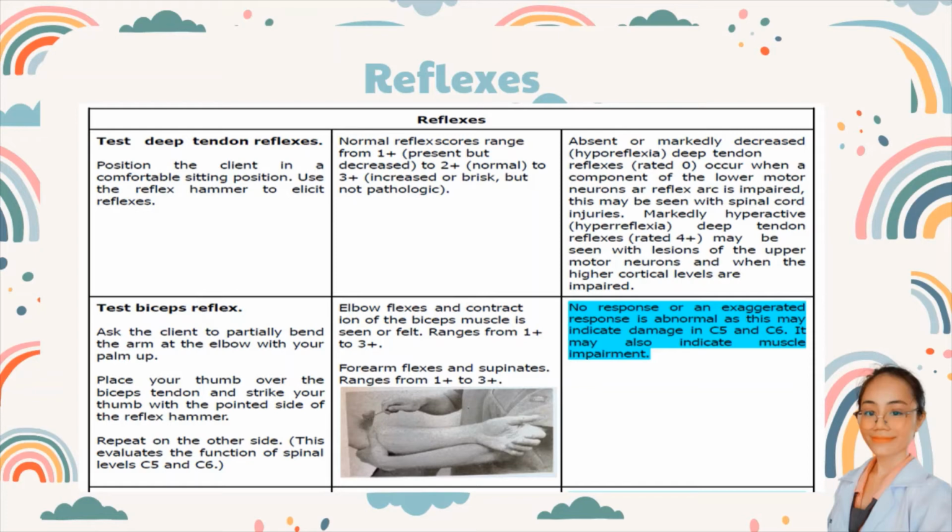So, for the normal findings, the elbow flexes and contraction of the biceps muscle is seen or felt. Ranges from 1 to 3. Forearm flexes and supinates. Ranges from 1 to 3. For the abnormal findings, there is no response or an exaggerated response, as this may indicate damage in C5 and C6, and it may also indicate muscle impairment.